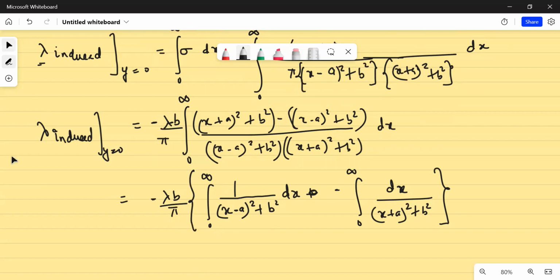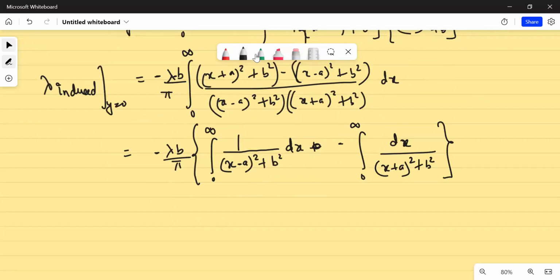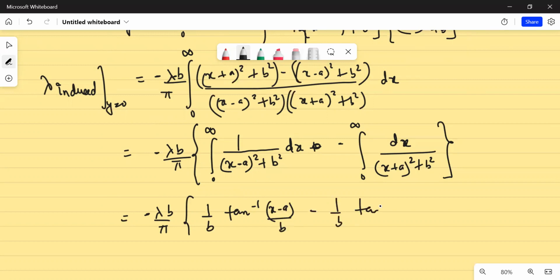And if I correctly remember, the formula for this is tan inverse of x by a, right? So it is 1 upon a. So here you have 1 upon b, because instead of a you have this. This will be tan inverse of (x minus a) upon b, and then minus 1 upon b tan inverse of (x plus a) upon b, this is how it is going to be, right? And this is from 0 to infinity. Is that clear?